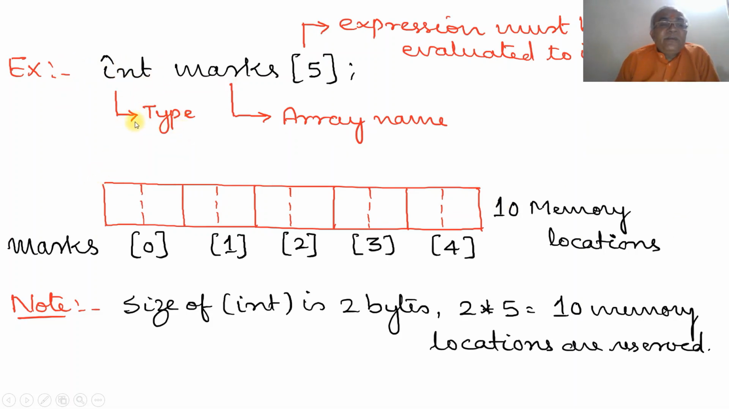Int means it is the type of the variable. Marks means the array name. How many data items of marks will be considered? It is from 0 to 4. That is, the expression must be evaluated to an integer.